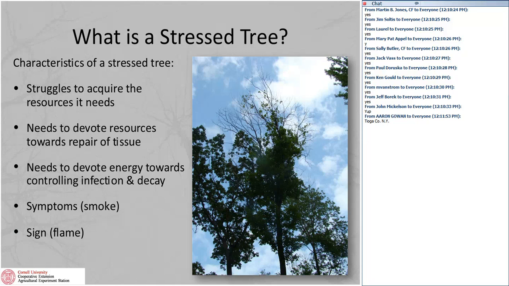So what is a stressed tree? We've talked about characteristics of the stressed tree. It's going to be struggling to acquire the resources that it needs. It's going to be devoting some of those resources towards repairing tissues, for example, that may have been damaged, or it may be needing to allocate some of those energy reserves towards controlling infection and decay. The picture you see, the crowns of some sugar maple trees, this is the primary crown we're looking at, but back here in the corner you see some more dieback on the tips of these trees. This is an area on one of the Cornell properties that was harvested. I'll say it was pretty close to a textbook harvest as a shelterwood cut.